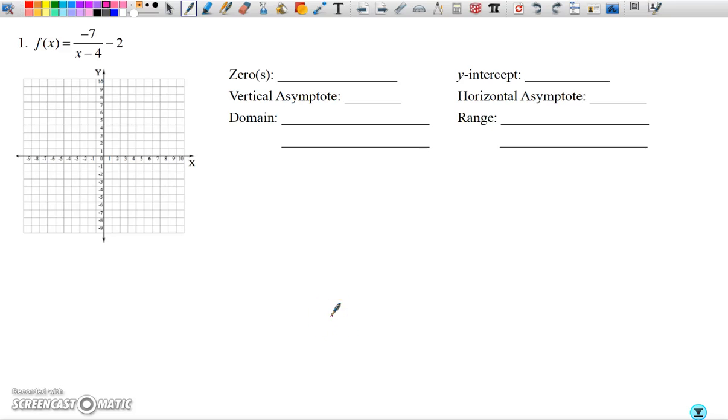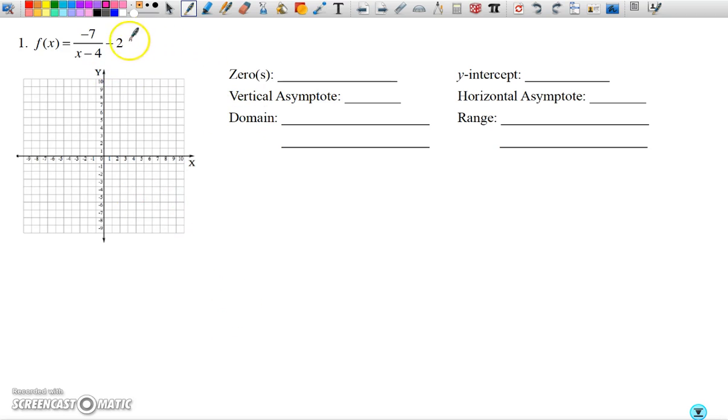Let's go ahead and get started in this review. I know that you guys don't have calculators of your own quite yet, so I'm going to show you how to get the zeros on this particular problem because it's a little bit odd from what you're used to. So let's start with doing the zero.